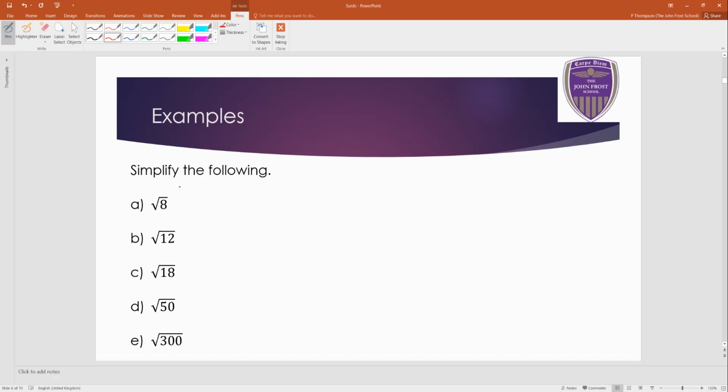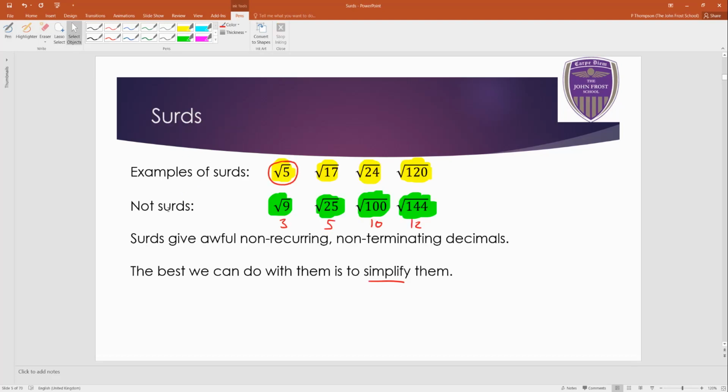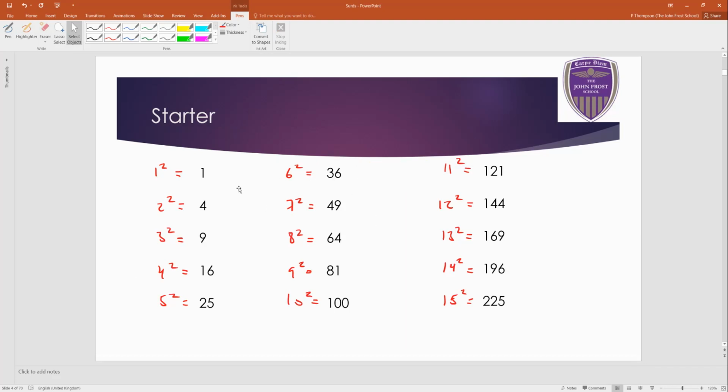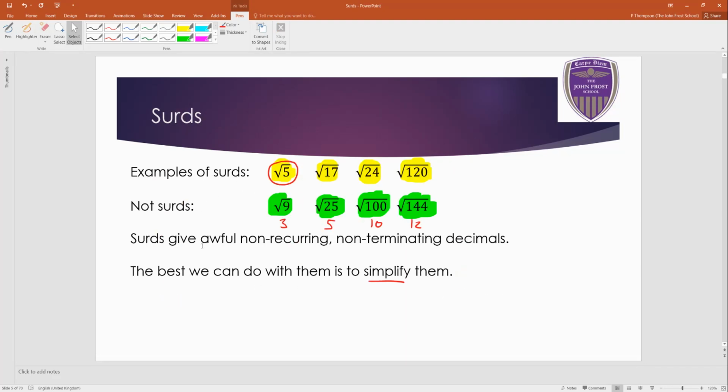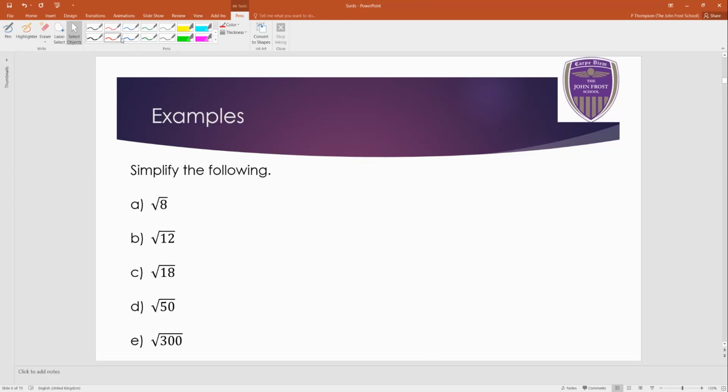Okay, welcome back. Now look at question A. 8 is definitely not a square number. See, look at the square numbers. It goes 1, 4, 9. 8 is not a square number. All right, but if you think about 8, you're trying to find, is there a square number that goes into 8? There is, okay? Because I know that 8 is 4 times 2.